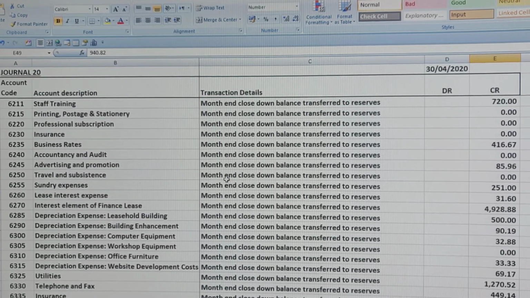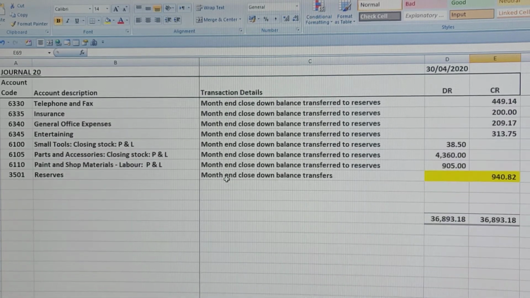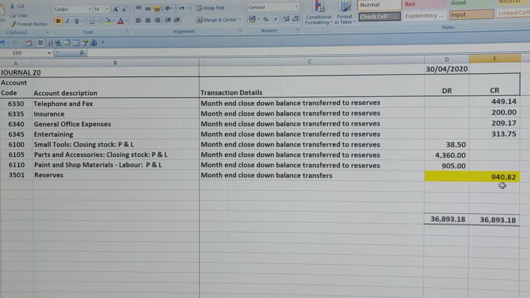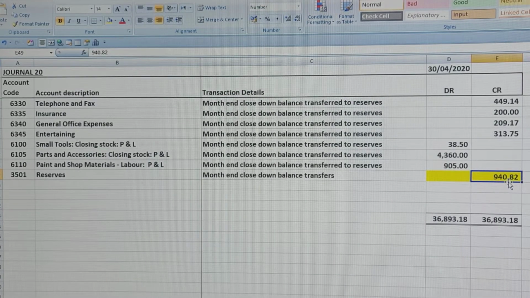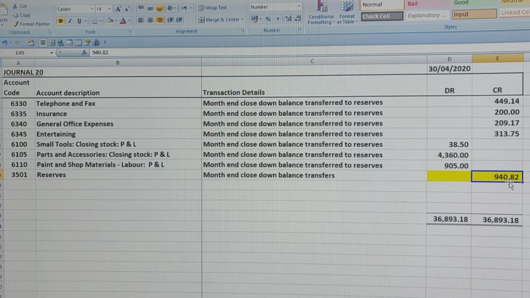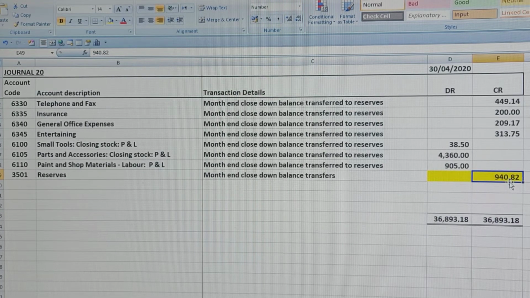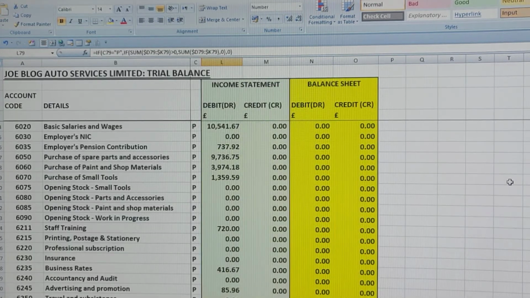Okay, which I have already demonstrated to you. As you can see, the profit for the period in the case of Joe Blocks Auto Services, the profit for the month of April, which we have already reported, we are closing it down now, which is now going to the reserve. That's the difference between the credit and debit side, which is what will go to the reserve. Okay, now look, the profit is 940.82, and that agrees with what was reported.